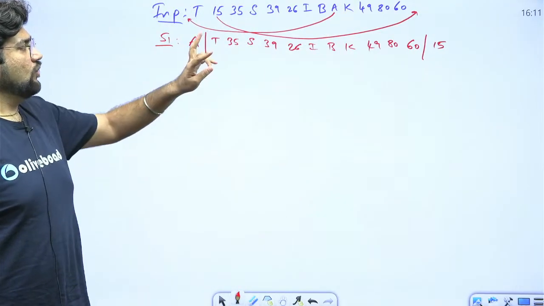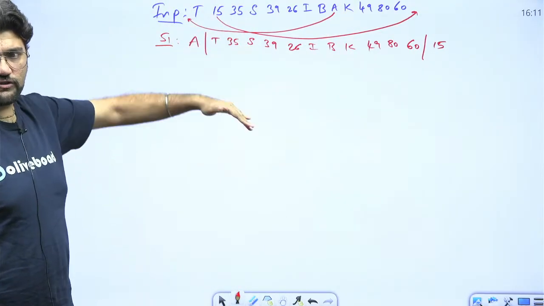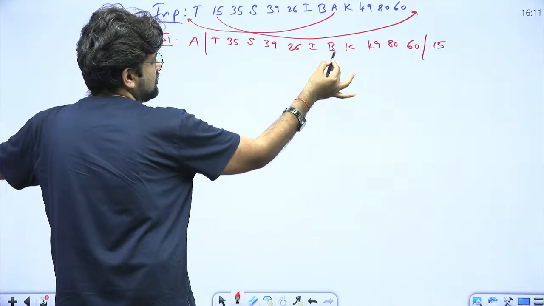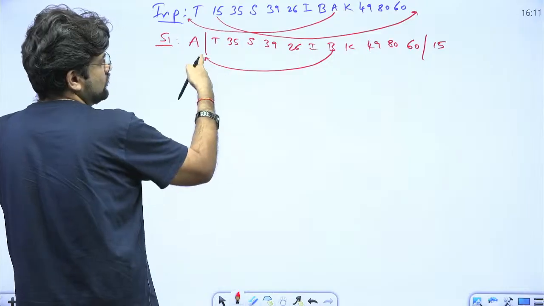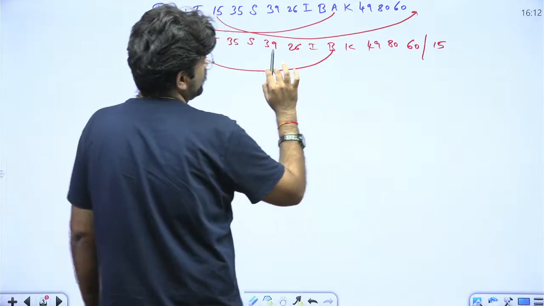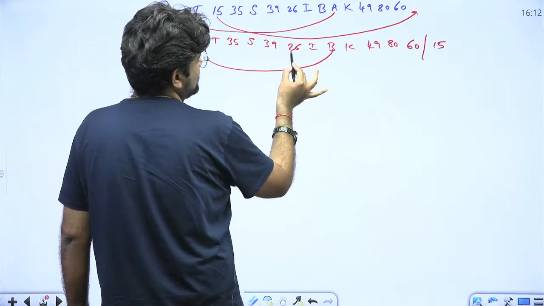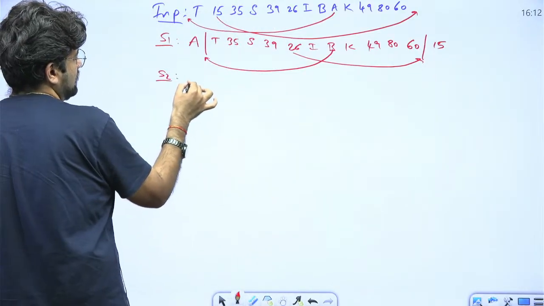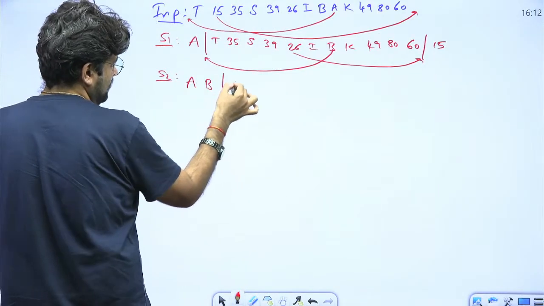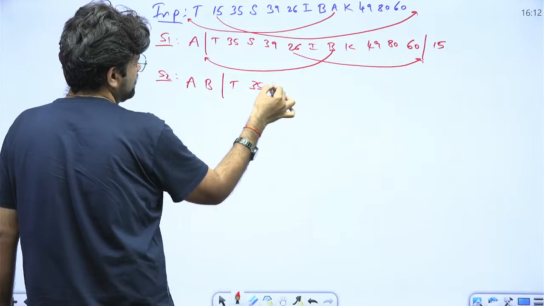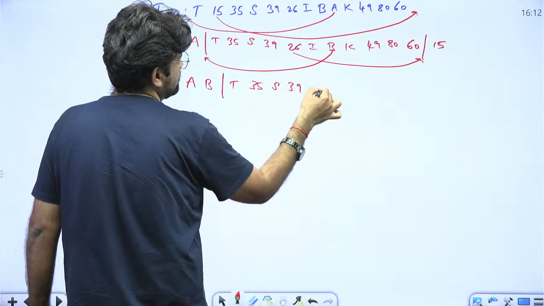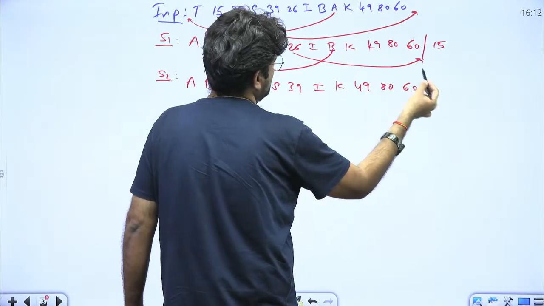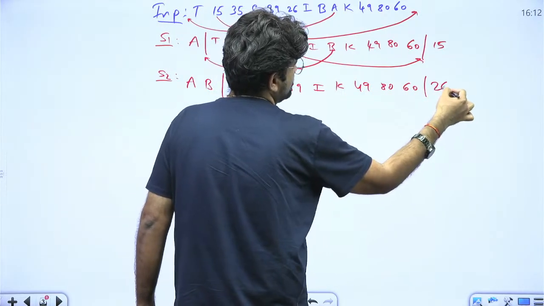Okay. Now there will be another change from step 1 to step 2. So what will that be? The next smallest letter is B. B is going to be coming at this line. So this is where you need to understand the pushback is easier for you to understand. Next number is 26. 26 will go here. So step 2 will become A, B, pushback T, 35, S, 39, I, K, 49, 80, 60, 26, 15.